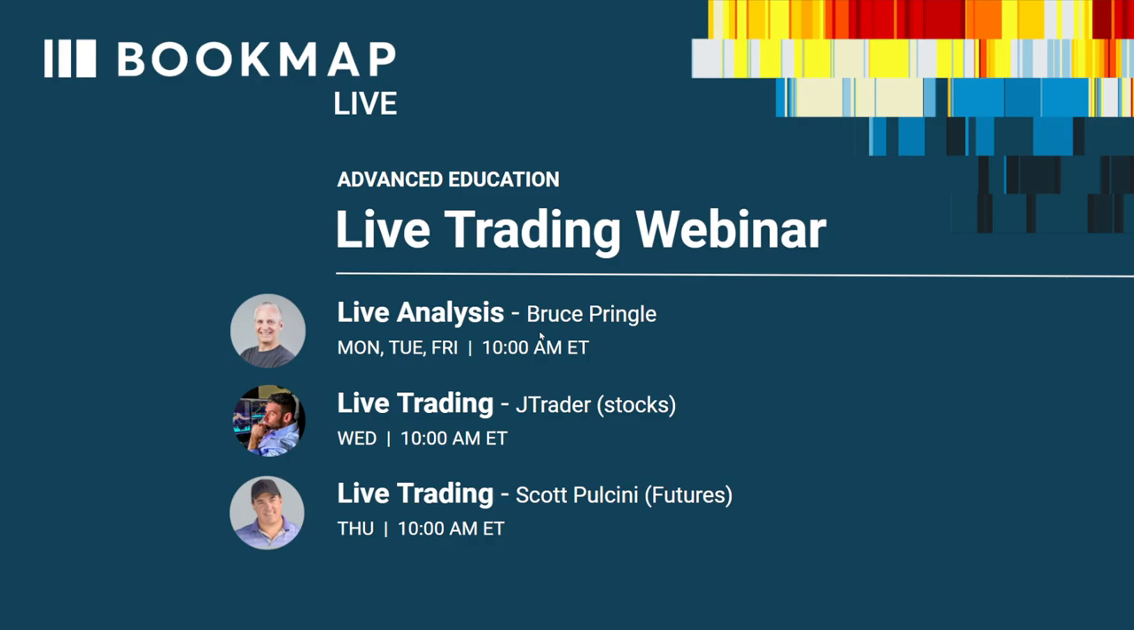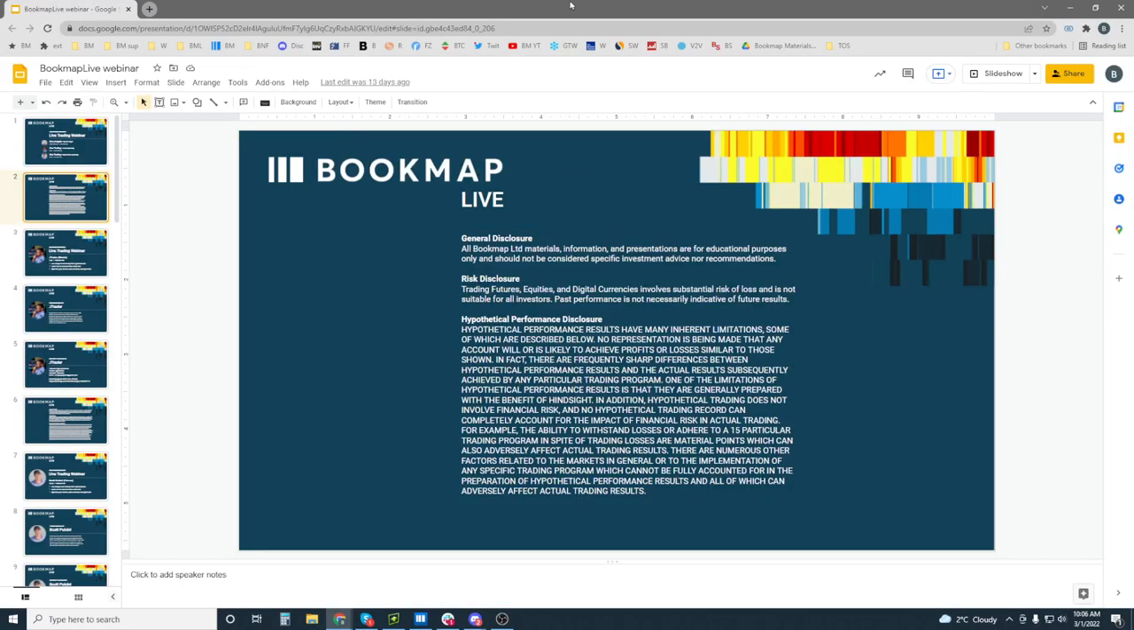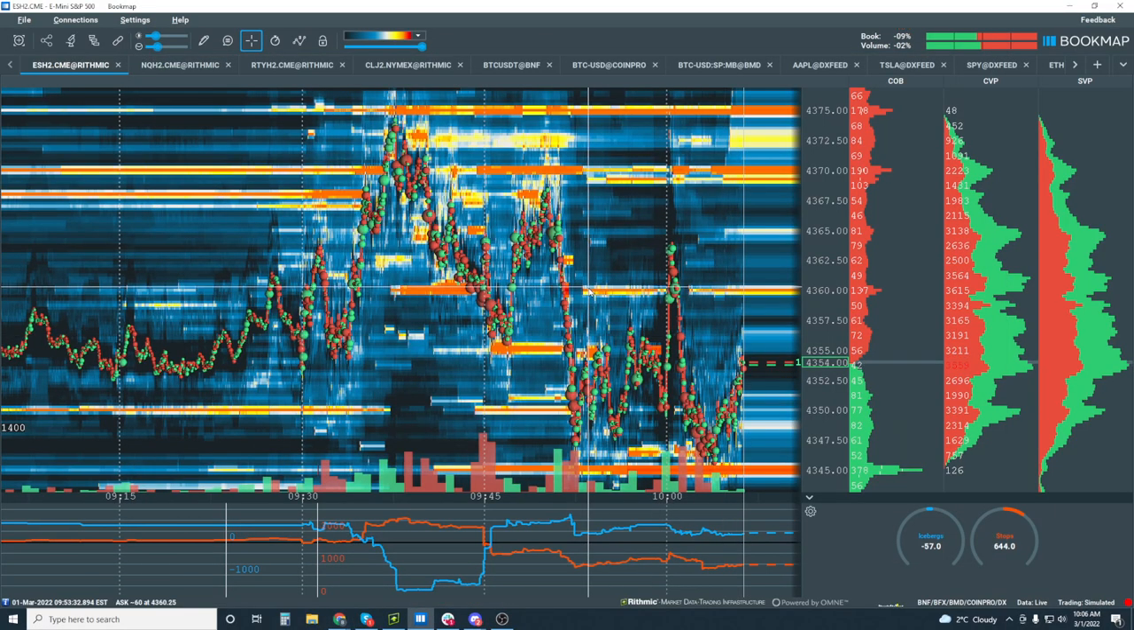This will be live forward-looking analysis, which we do Monday, Tuesday, and Friday at 10 a.m. Tomorrow, JTrader does live trading with stocks, and Scott does live trading on Thursday with futures. We'll go over the disclosure in just a second. Let's just dive right into these markets and see what's going on here.